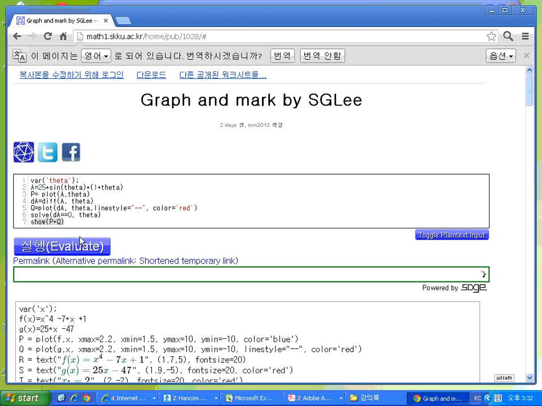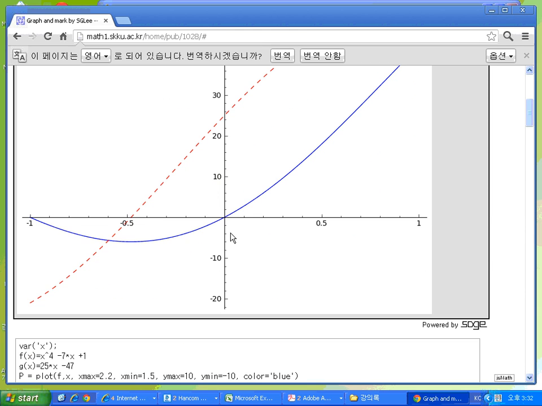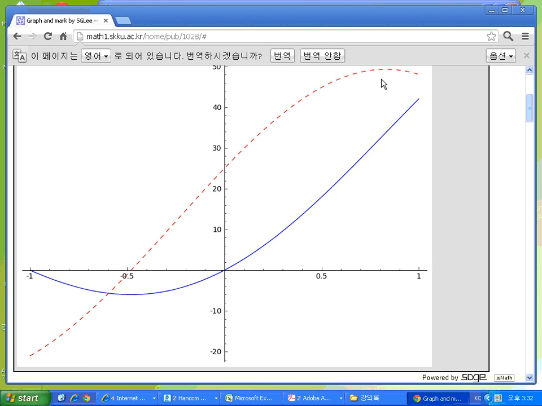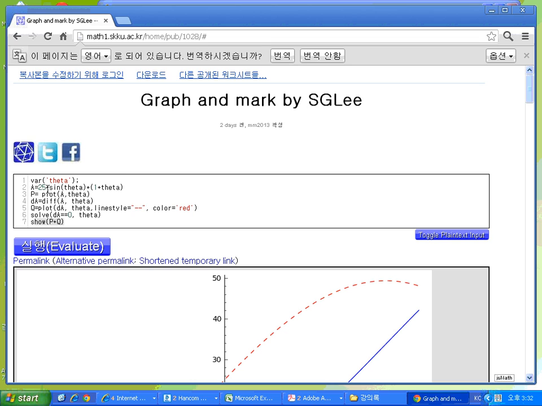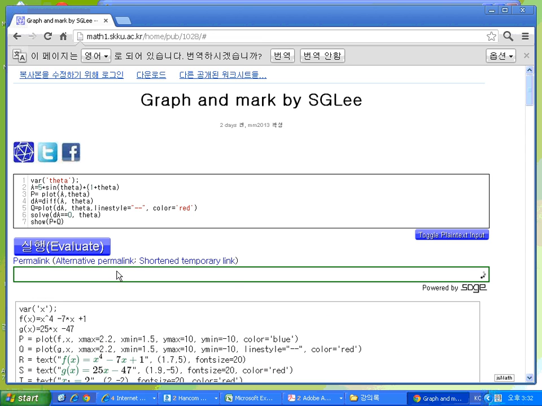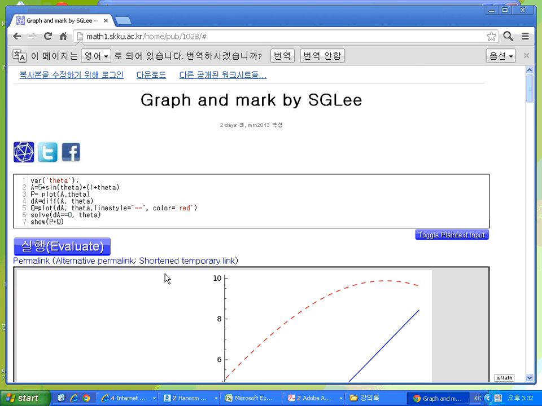Then we will see the original graph of the function 25 times sine theta times 1 plus cosine theta is like this, and the derivative of it will appear like this. So if we change the function, then we may have a different graph and different values. Or if we change it to cosine, then we will do the same thing.